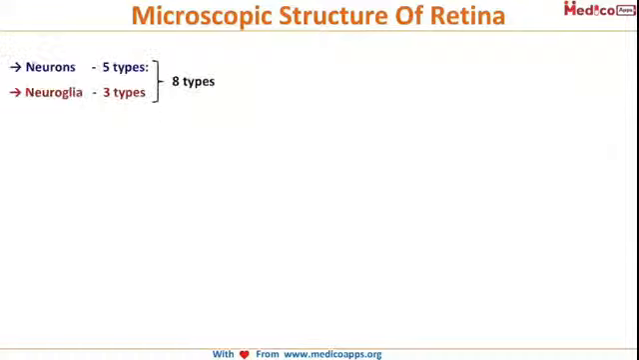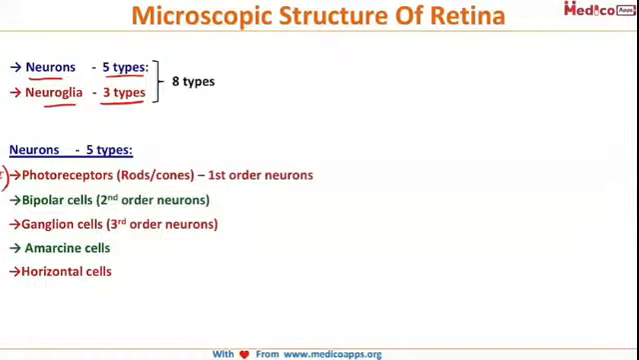Let's get into some complicated details of the retina. It in total has 8 types of cells in it. Okay, 5 types are neurons and 3 types are accessory cells, that are our neuroglia. Now let's look at the 5 types of neurons. These are the photoreceptors, that is the rods and cones, the bipolar cells, the ganglion cells, the amacrine cells, and the horizontal cells. These are the 5 types of neurons present in the retina.